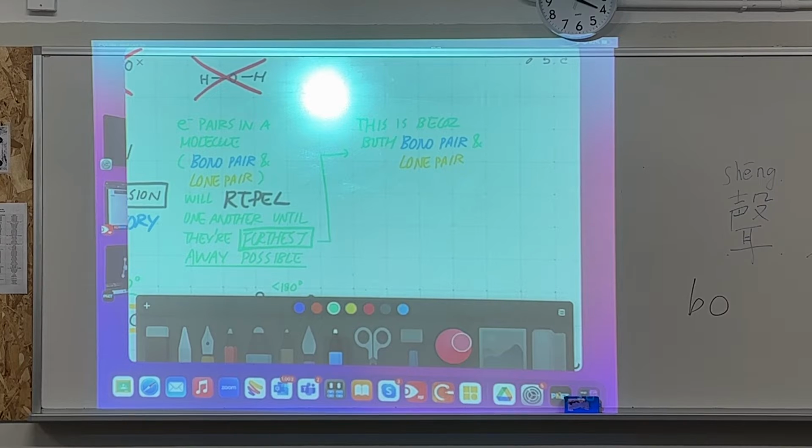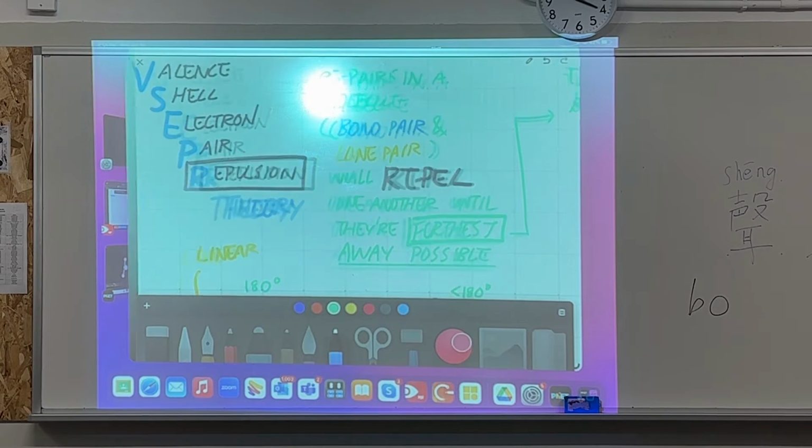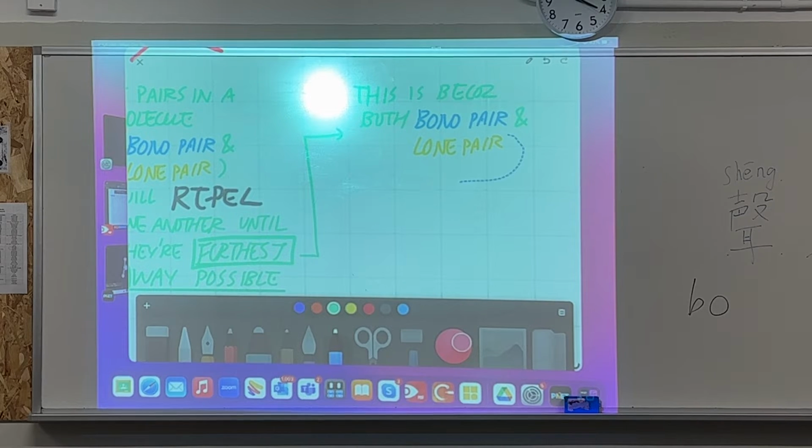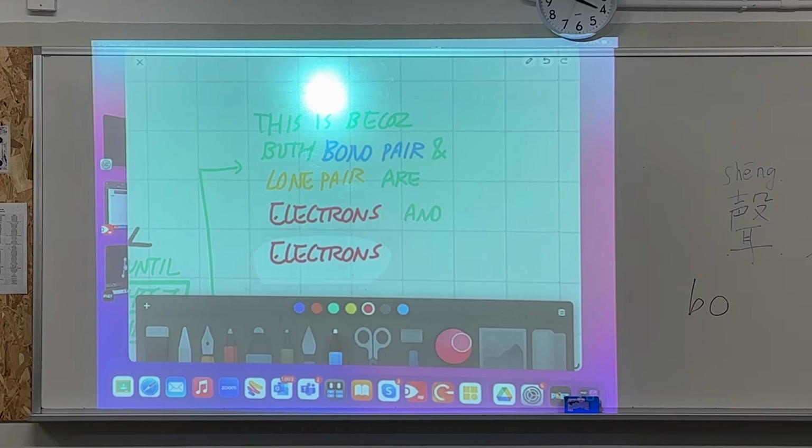So this is the basis of the theory. It's built on this simple principle that like charged electrons repel. That's it. We are just giving it a very fancy name, VSEPR theory. But deep down, it just means like charges repel. That's it. Okay? So let's write it down now. This is because both bond pair and lone pair are electrons, and electrons are negatively charged.